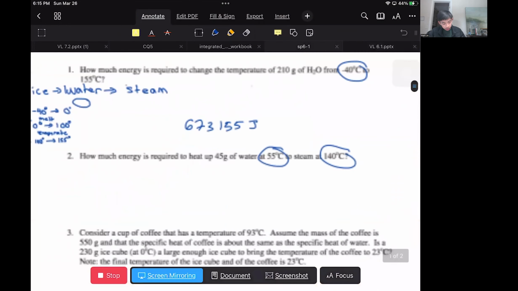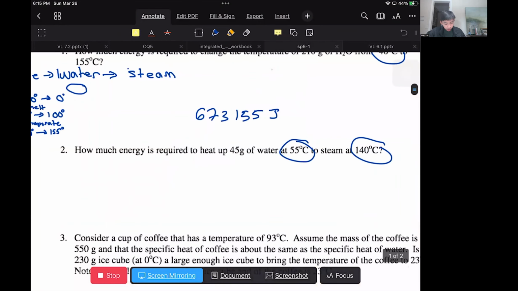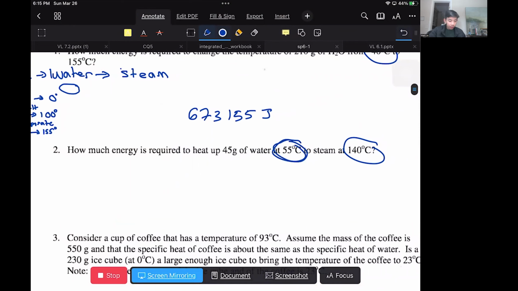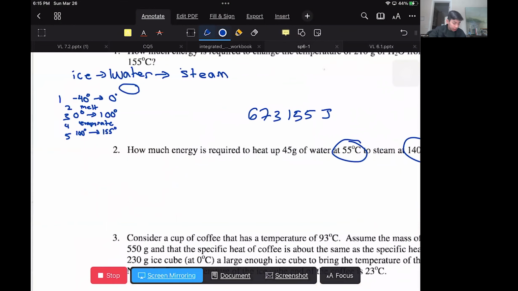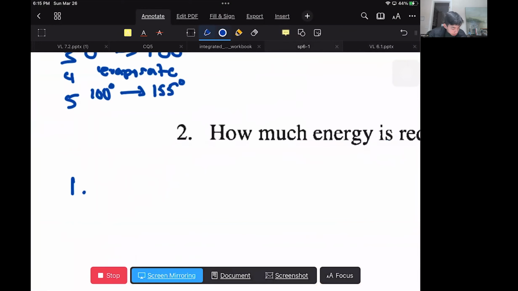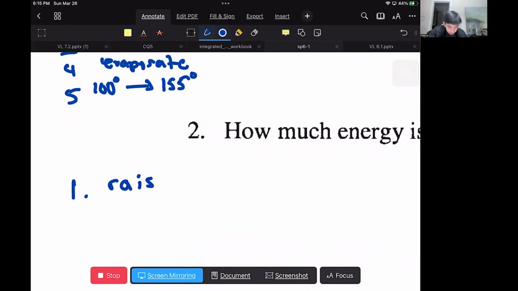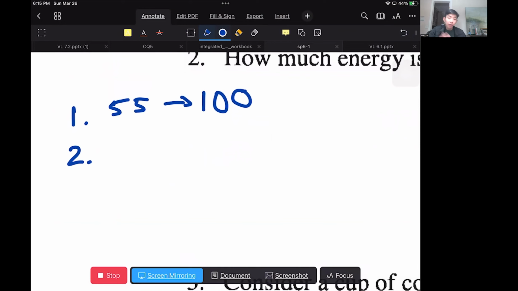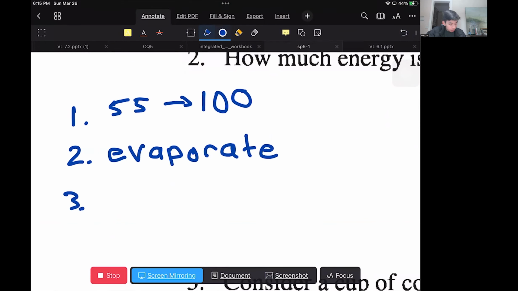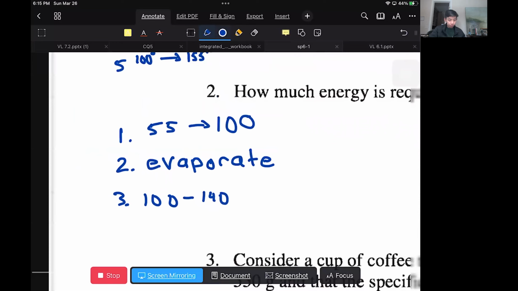Since our water is not yet at 100 degrees Celsius, it's still at 55, we need to go through 3 steps. First step is to raise the temperature of the water from 55 degrees Celsius to 100 degrees Celsius. Our second step is the phase change, as we said earlier. We have to evaporate the water. And the third is raising it from 100 degrees Celsius to 140. So three steps. We need to add all 3 values together.